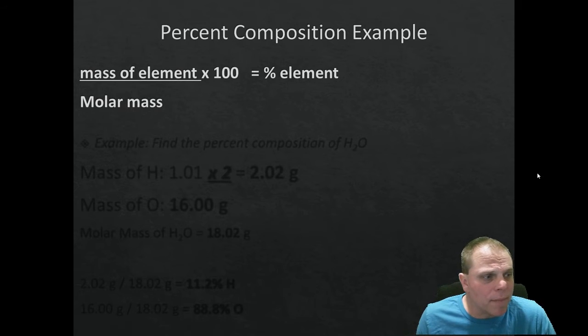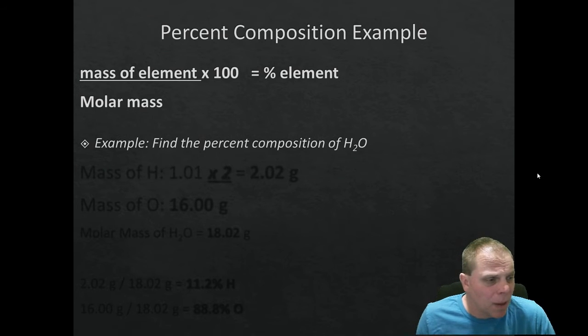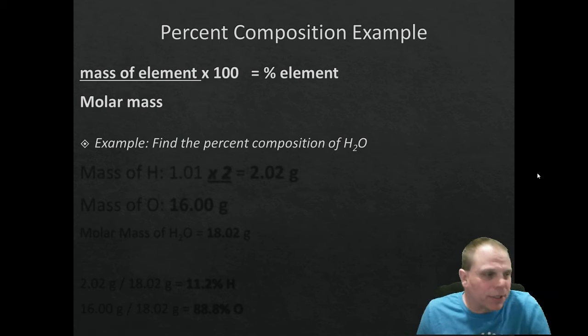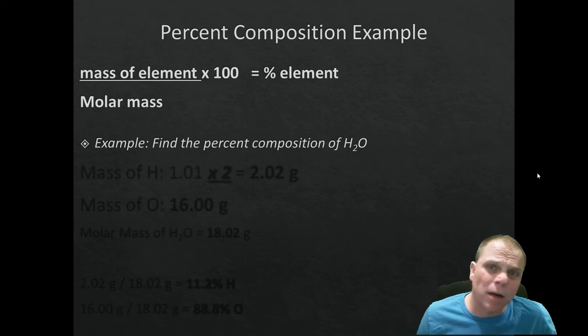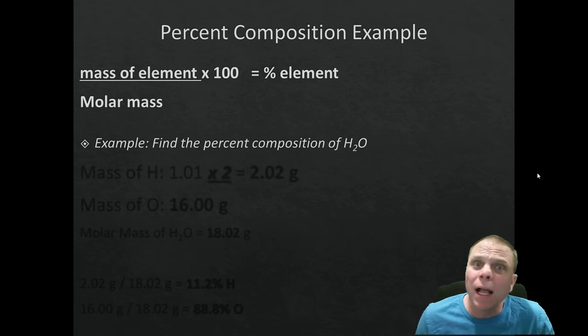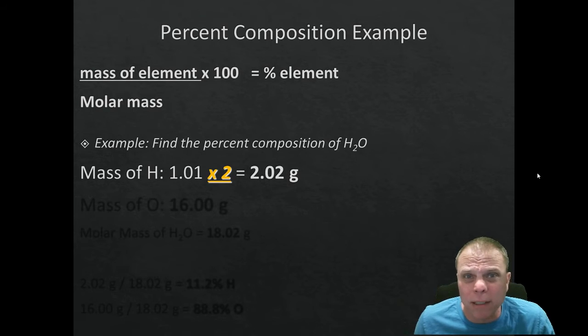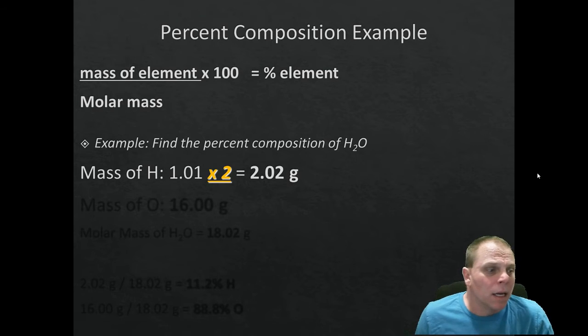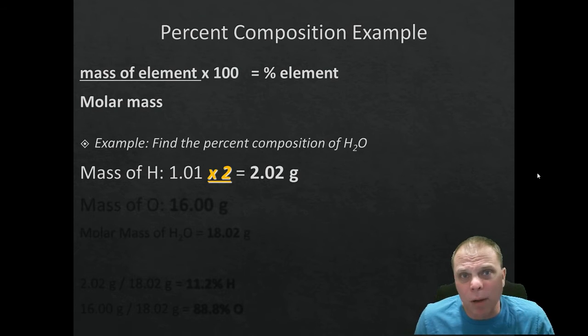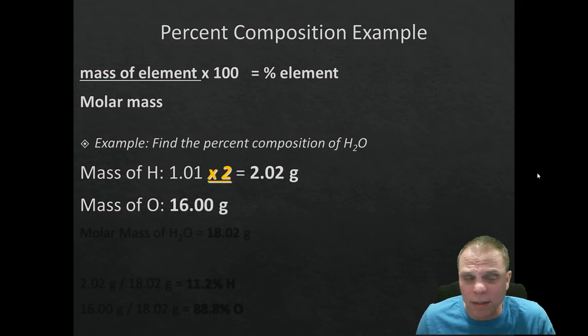There's your formula, right? Mass of element divided by molar mass times 100 gives you the percent of the element. So then let's say we wanted to find the percent composition of H2O, of water. Well, we have to figure out what's our mass of H. Well, we look on the periodic table. We see that 1.01 grams is what we would have for the mass of H, but we have 2 of those. So we multiply that by 2. We get 2.02 grams as our mass of H.